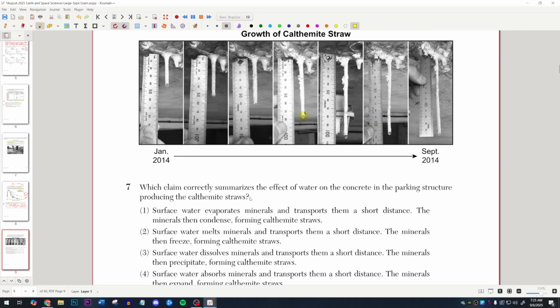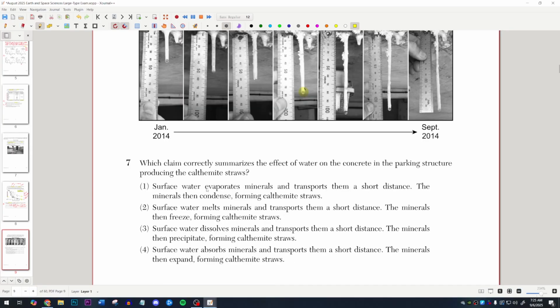Which claim correctly summarized the effect of water on the concrete in the parking structure producing the straws? Okay, let's see. Surface water evaporates minerals and transports them a short distance. The minerals then condense. There's no condensing, okay? Condensing is when gas turns to liquid. So that's not right. Surface water melts minerals. I don't think water is melting anything. The minerals then freeze? No.